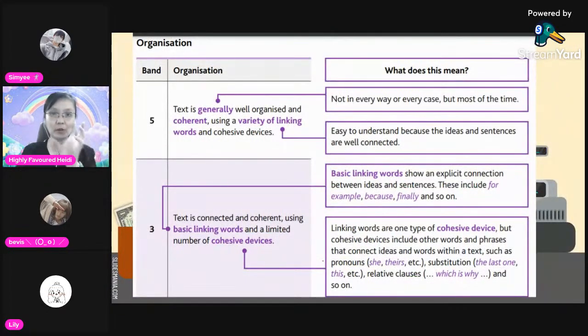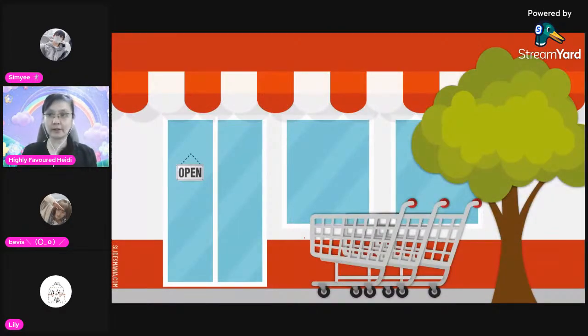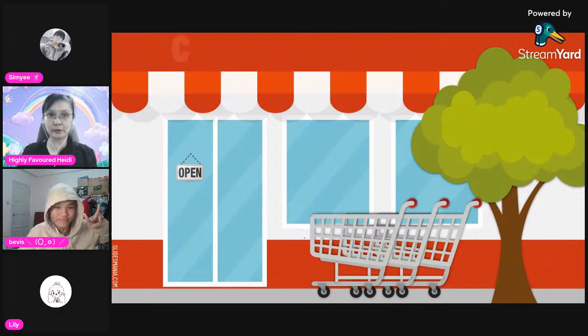Okay, this one will be organization, like what I mentioned just now. Focus on variety of linking words, and then it must be coherent. Coherent means there's a flow. Okay, and then this one, if it's a three, you just have basic and limited linking words. Okay, limited. Okay, teacher is going to touch on cohesive. I think right now will be the cohesive one.